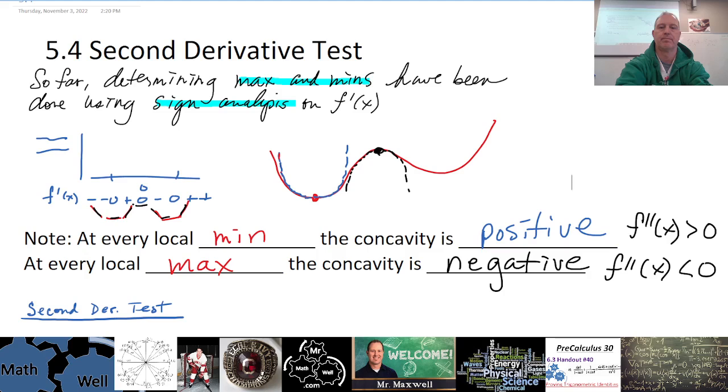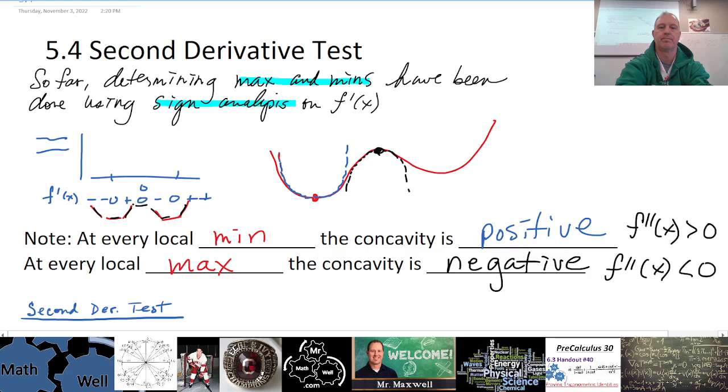We also did talk about the second derivative yesterday, in that the second derivative tells us where the concavity is, right? Or where the intervals of concavity are and where the points of inflection are. So the second derivative tells us about concavity. And the second derivative test is actually a bit of a shortcut. It's a way of determining local max and minimums without doing sign analysis, okay?